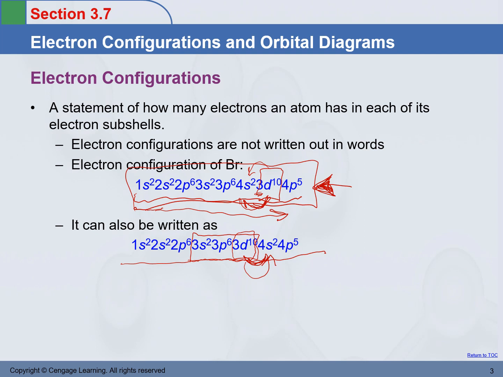Overall, that's how you write the electron configuration. Let's review what we did. We followed the subshell energy diagram, where 1s is at the bottom and it goes up through all the subshell energy levels. Then we keep filling in electrons until we use up all the electrons of that atom.